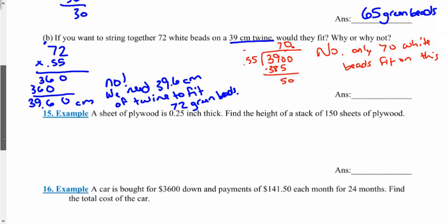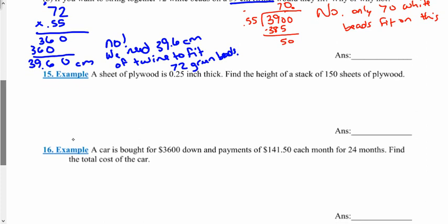A sheet of plywood is 0.25 inches thick. Find the height of a stack of 150 sheets of plywood. Okay. Now, there's 150 sheets, and each one is 0.25 inches thick. So imagine like we're going to stack all these up, right? Just keep stacking them, 150 of them. How tall is that going to be?